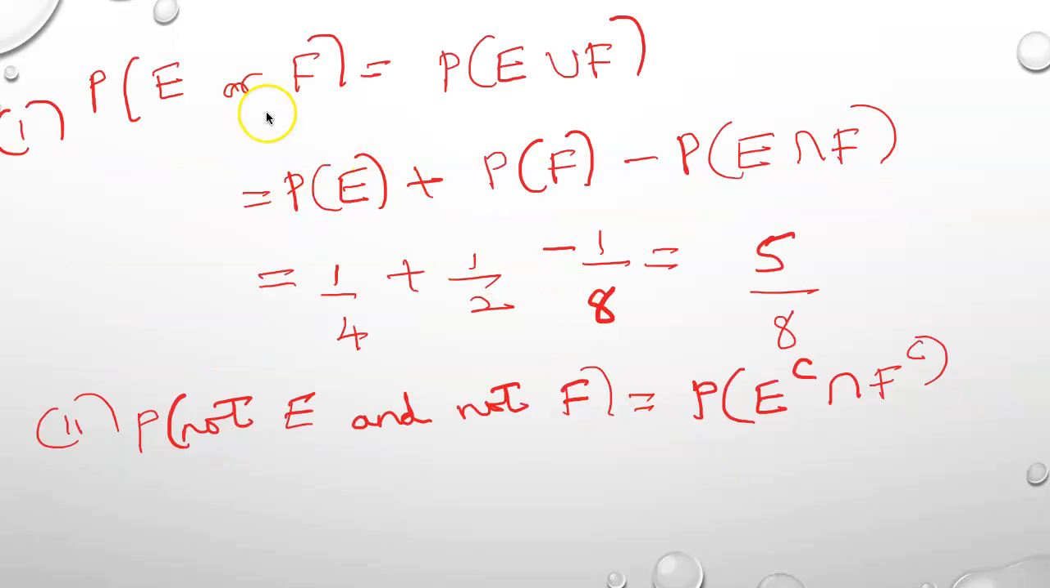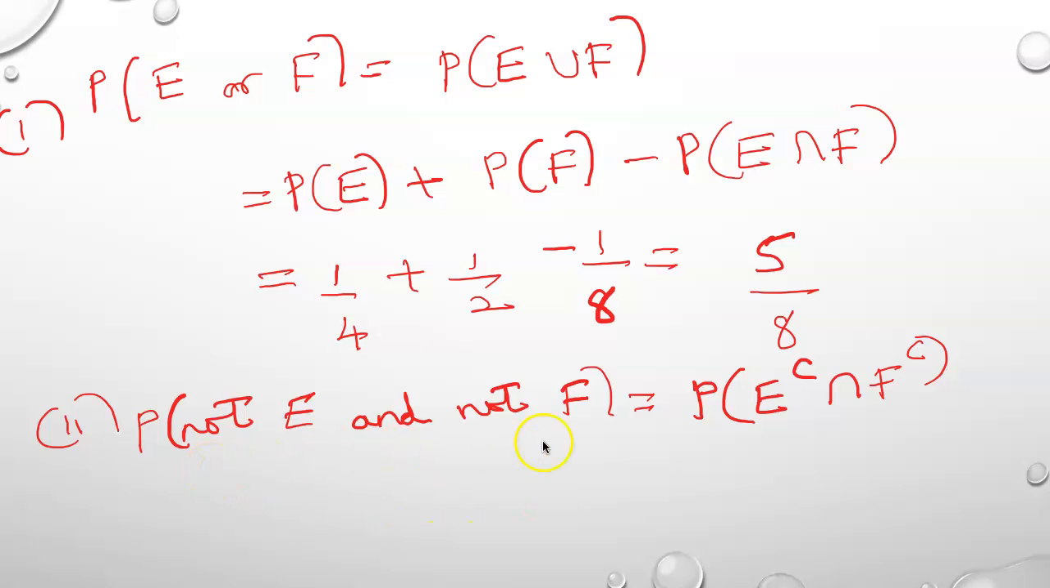Now probability of E or F denotes union. So it is probability of E union F, which is probability of E plus probability of F minus probability of E intersection F. Substituting the values given, you get 1 by 4 plus 1 by 2 minus 1 by 8, which is 5 by 8.